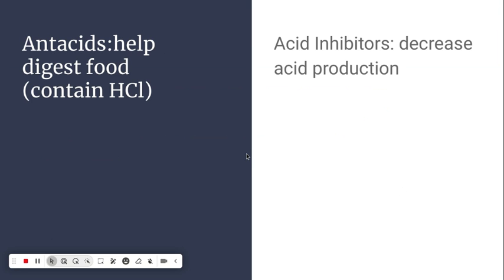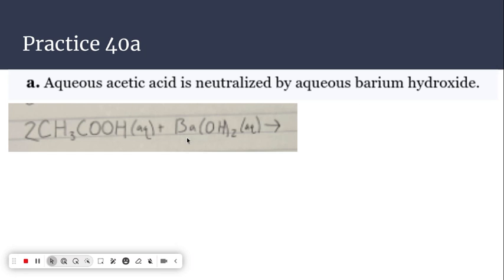And here is just some real-life application. Antacids help digest food, and because they contain hydrochloric acid, and then acid inhibitors decrease acid production. So just remember these 2 definitions because they may show up on the test for 1 or 2 multiple choice questions. And finally, let's do a practice problem.